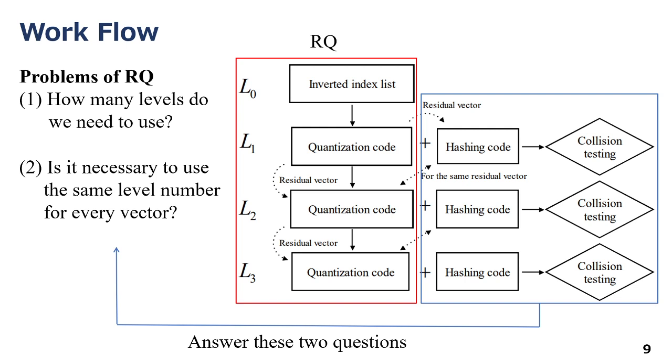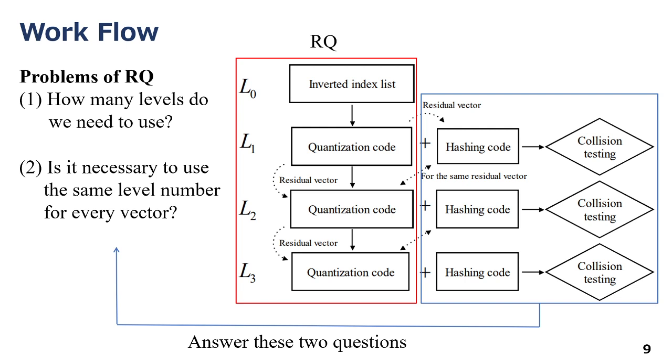If we concatenate the subcodes on all levels, we actually obtain an approximate vector of the original data point. Of course, if we use more levels, we can get a longer code, at the expense of more time to tackle such a code. Here we can raise two questions for RQ.